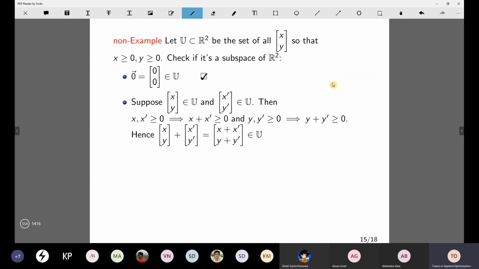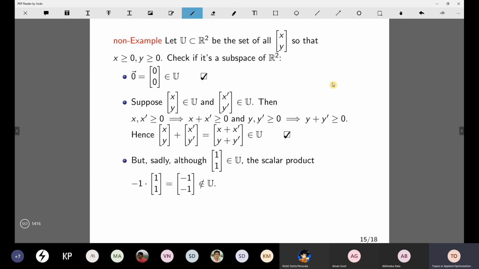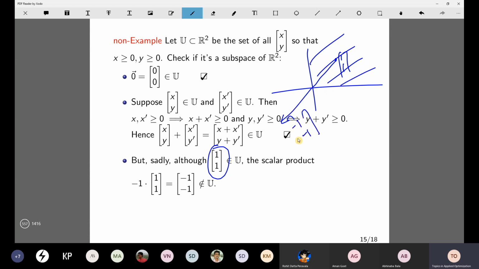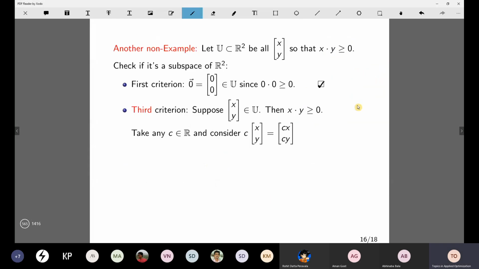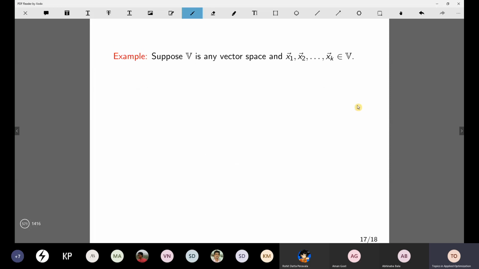So this is the proof for that. The proof follows from the fact that although (1, 1) is in the set, if I take a negative, since you are only considering this part, the negative will be (-1, -1), but this is not there. For this to be a subspace, any scalar multiple should have been here itself. But this is not the case. There is another non-example, so I leave it up to you to go through this.